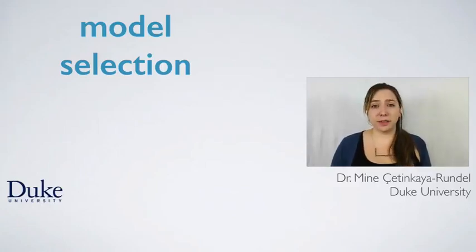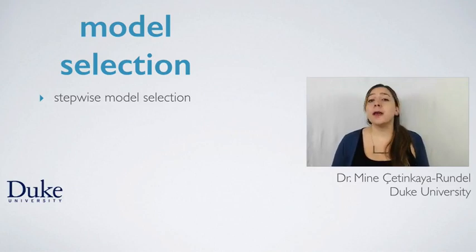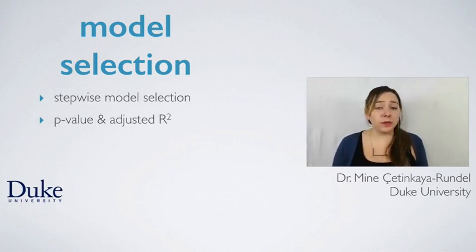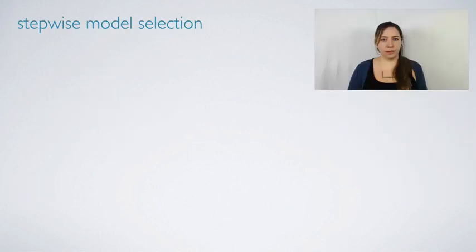Next, we discuss model selection, which is the science and art of picking variables for a multiple regression model. We're going to talk about stepwise model selection methods based on criteria of p-values or adjusted r-squareds, and we're also going to mention briefly at the end that sometimes we might just pick variables based on expert opinion.